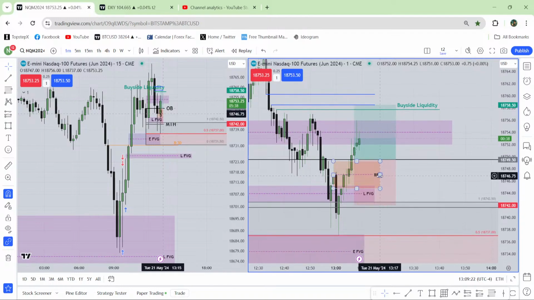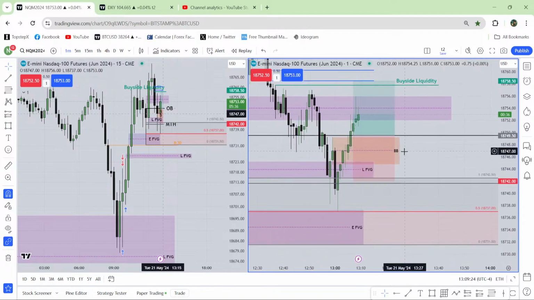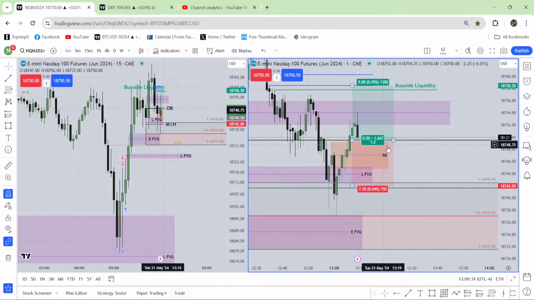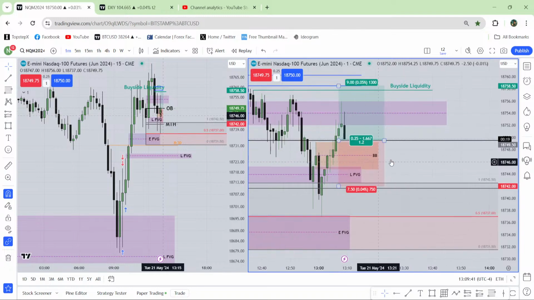By the way, the breaker block is my favorite model, and it gives me a 95% winning percentage. I mean, 95% of the time I get profit from this breaker block entry. If you want to wait for the perfect setup, all you have to do is wait for a perfect market structure shift and the favorable FVG entry. That's all you have to wait for.